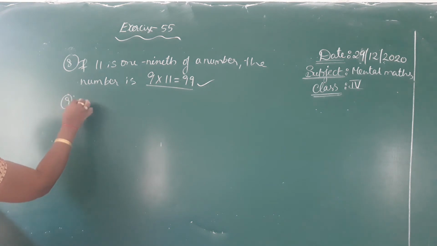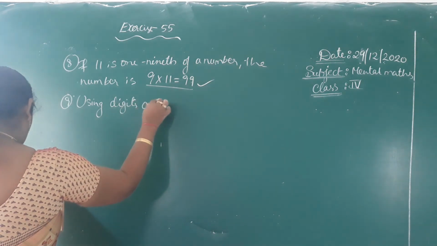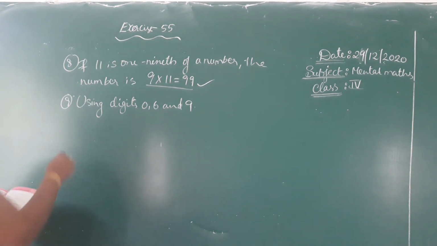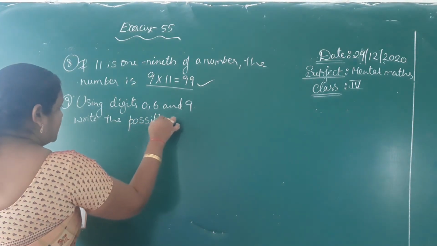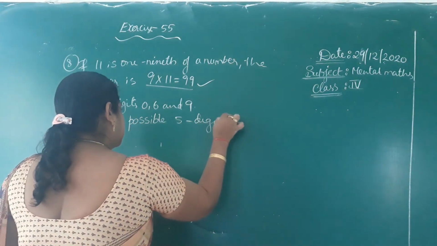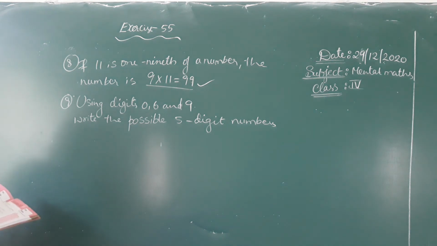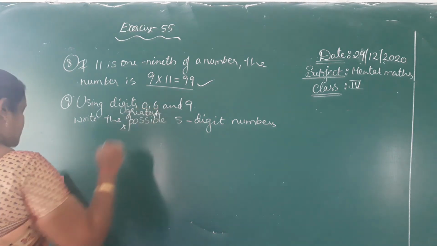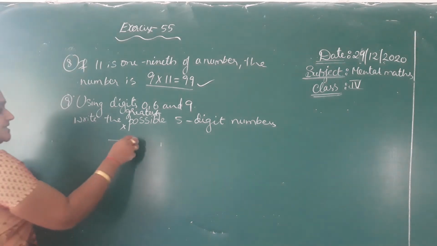See the 9th one. Using digits 0, 6 and 9, write the possible 5-digit number. What is a 5-digit number? It should have 5 digits. We have to write the greatest possible one with these digits, and you have to use each and every digit at least once. So you have to use all the digits to write that number.